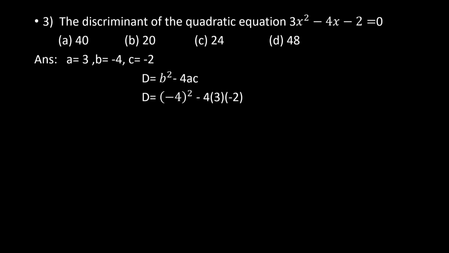By multiplying 4 into 3 into minus 2, we will get 24, and 4 squared how much will we get? 16. Minus into minus is plus. So therefore we will get 16 plus 24. By adding 16 plus 24 we will get 40. So therefore option A, 40 is the correct one.